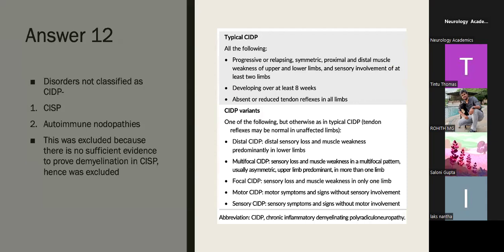The other disorders which were removed along with CISP were autoimmune neuropathies. The reason why they were excluded was that there was no sufficient evidence to prove demyelination. That was the main reason. And the CIDP variants according to the new criteria are distal CIDP, multifocal CIDP, that is the MADSAM variant, focal CIDP, motor CIDP, and sensory CIDP. These are the 5 types as per the new criteria.